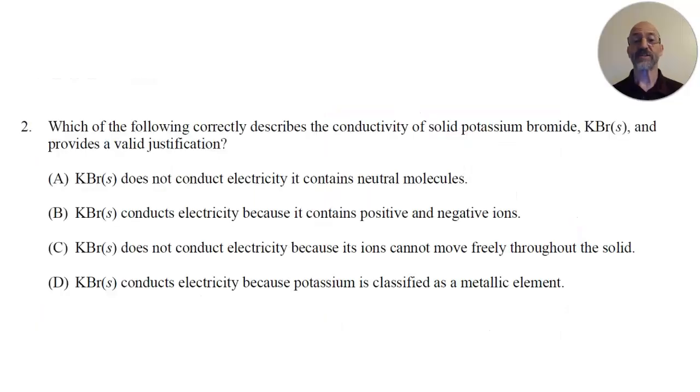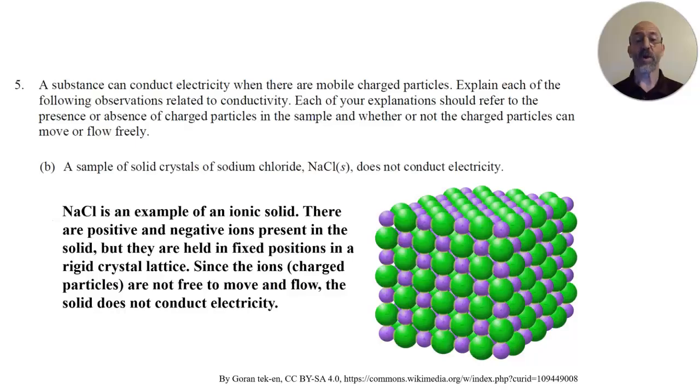Now, question 2 asks, which of the following correctly describes the conductivity of solid potassium bromide and provides a valid justification? Now, this slide comes from one of my videos from Unit 4, in which I was talking about the conductivity of various substances. And it turns out that ionic solids, such as sodium chloride, do not conduct electricity. And here's why. Sodium chloride is an example of an ionic solid.